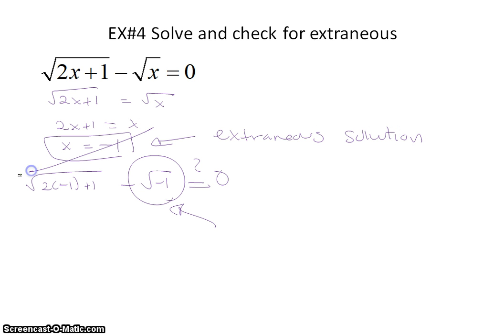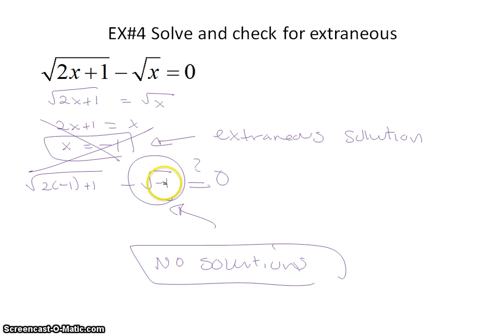So in this case, it's not a solution, so I'm going to cross it off. In this case, we have no solution. So extraneous solutions will pop up when we end up plugging it back in and we take a square root of a negative number. Remember, it's legal to take the cube root of a negative number, but not an even root. So we end up with extraneous solutions when we end up taking the square root of a negative number.